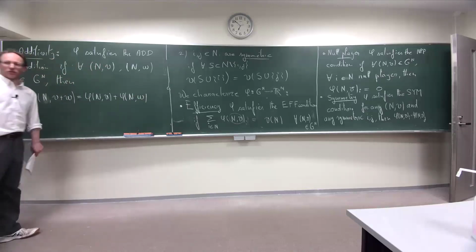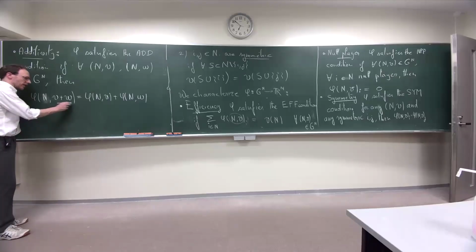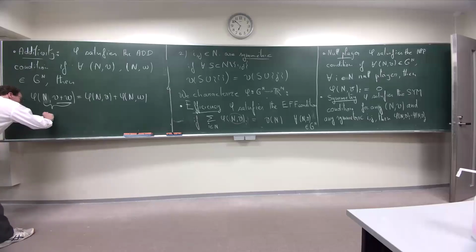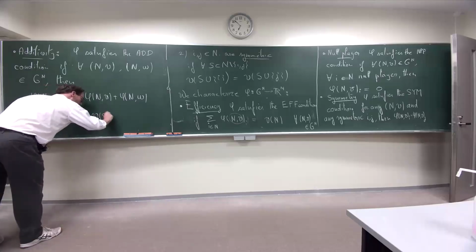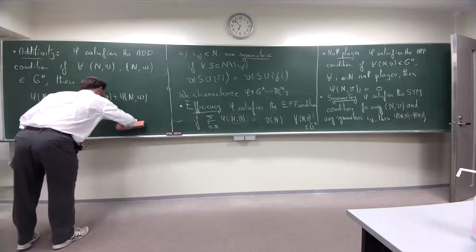This is what should be written. I don't know if it is written this way or not. What does it mean? This is a game obtained by taking the sum of two games. So what does this game mean? It means V plus W of any coalition S is just the sum of the two values, V of S plus W of S.